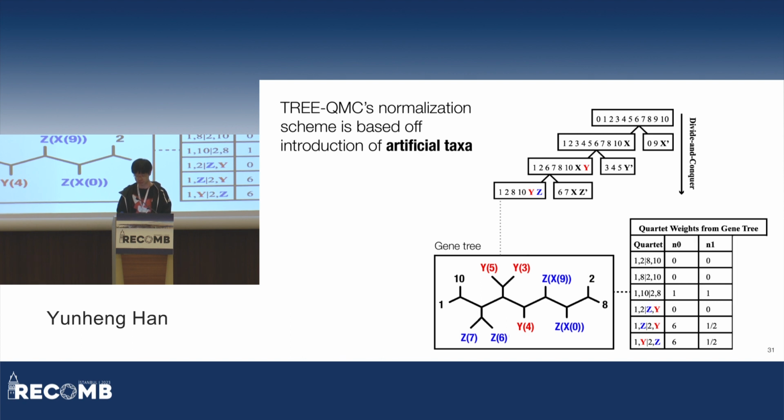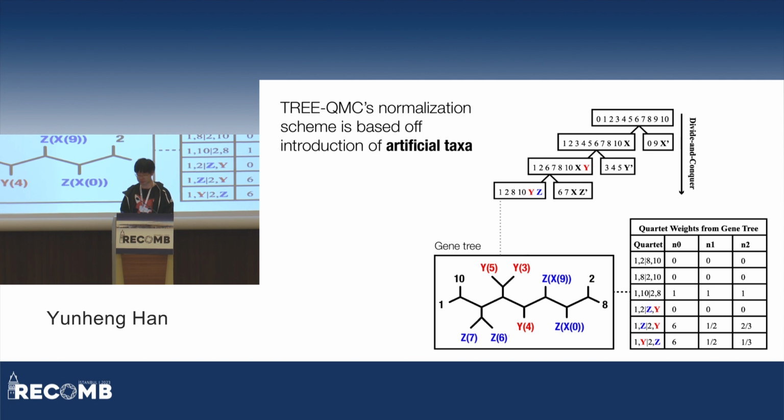So artificial taxa are upweighted in QMC. One way to easily deal with it is to enforce the total weight for any 4-tuple to be 1. So instead of assigning 6 and 6 to the graph, we assign 1/2 and 1/2 according to the frequency of the quartet. This is the first normalization scheme we introduced.